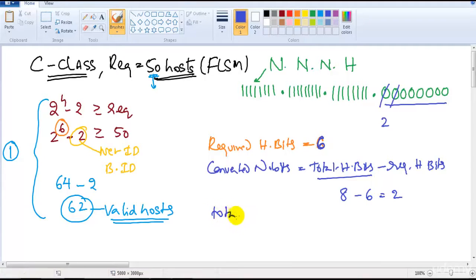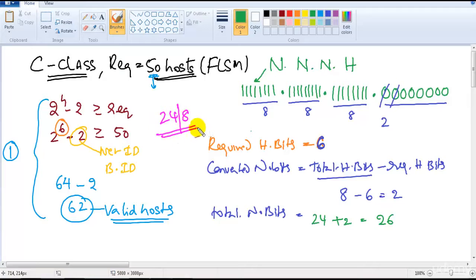So how many network bits in total? By default there are 8 plus 8 plus 8, which means 24 network bits. Then 2 get converted, so it becomes 26 network bits. As per my example, by default C class supports 24 network and 8 host bits, but after subnetting it has changed to 26 and 6.